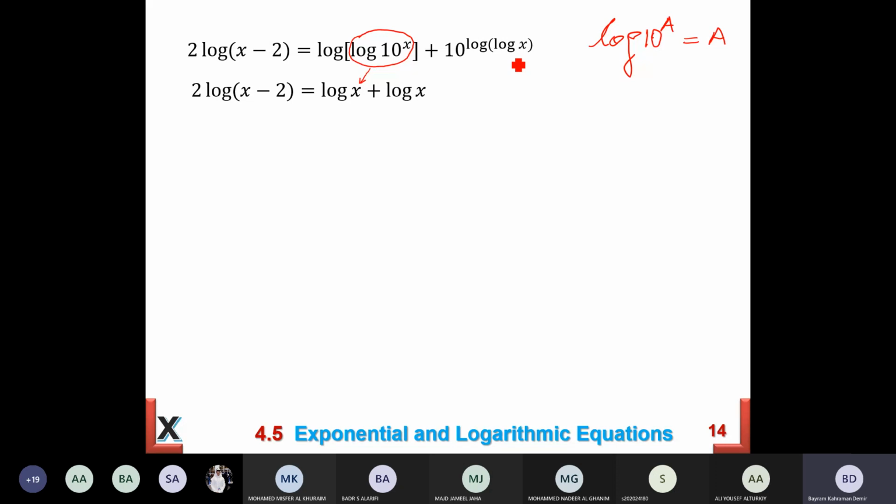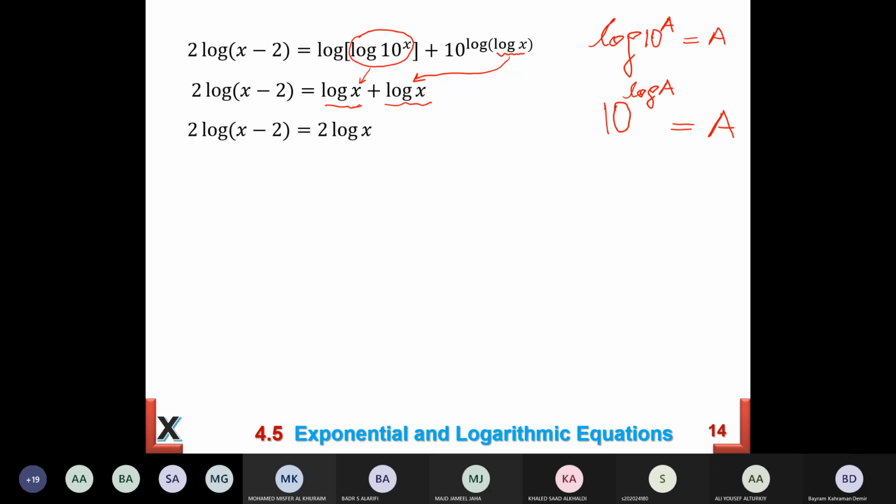How about this one? We have 10 to the logarithm of a, which is equal to a. Now what is a here? A is logarithm x, so the result is logarithm x. So we have logarithm x plus logarithm x, which is equal to 2 times logarithm x.